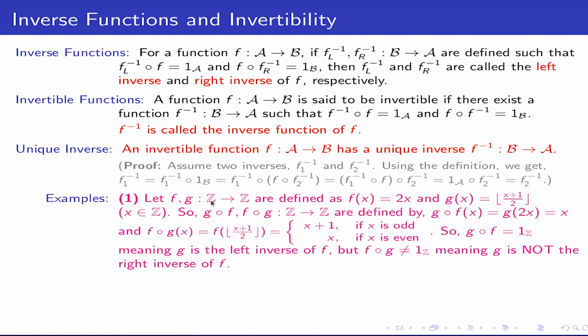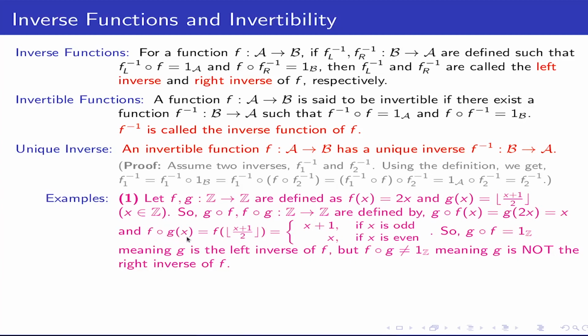Let us give an example. Suppose two functions from integers to integers are defined as f(x) = 2x and g(x) = floor of (x+1)/2. The two compositions g∘f and f∘g are both defined from Z to Z, because it is the same set we are mapping from and to. So (g∘f)(x) is basically g over f(x), which is 2x. So g over 2x means here (2x+1)/2 comes. It is x plus half, which we are flooring. x is an integer, therefore the half doesn't make any difference because we are taking a floor. So it gives me back x.